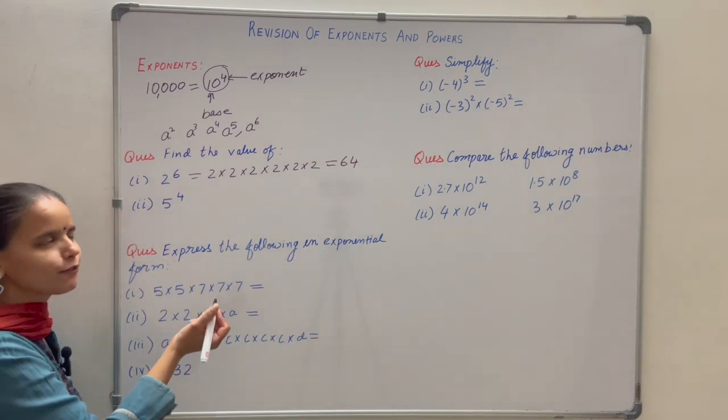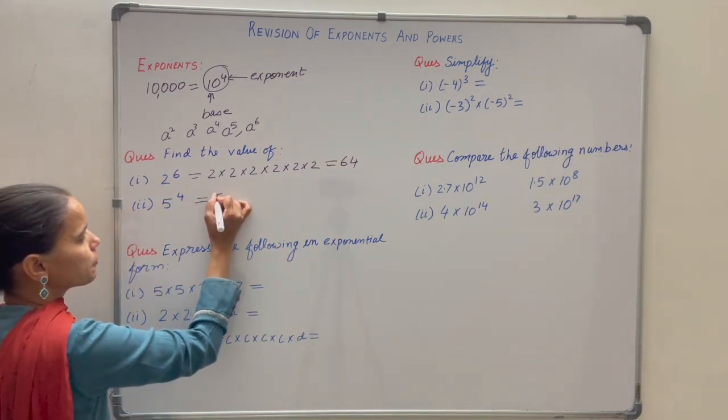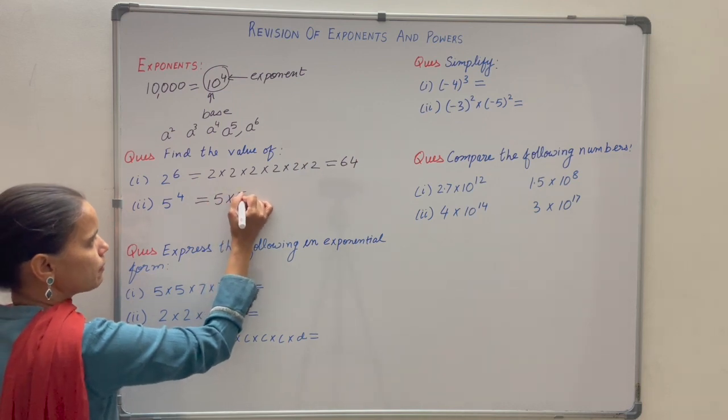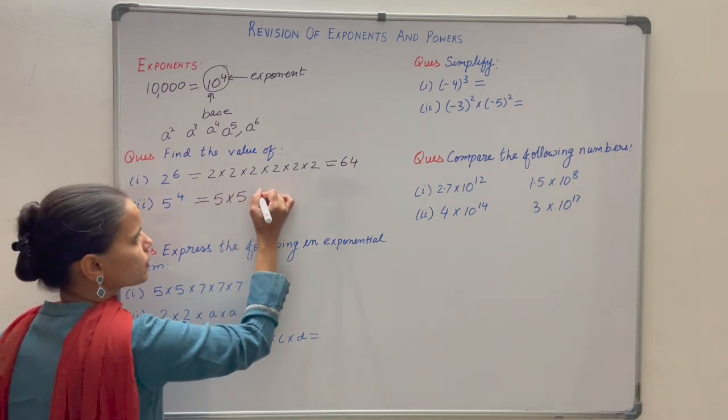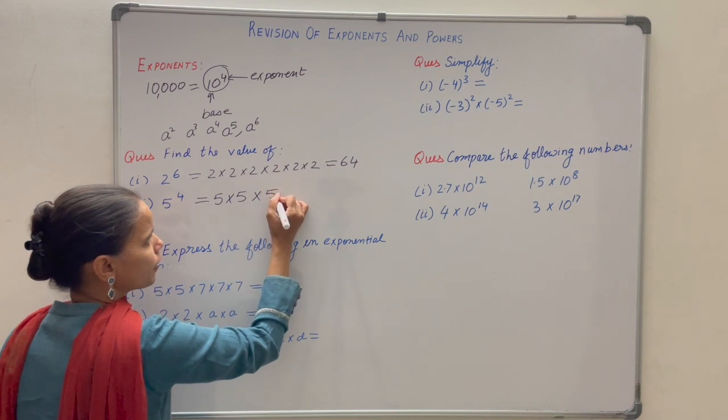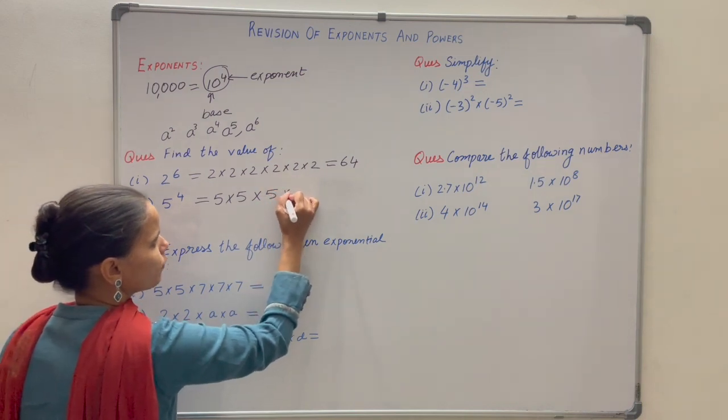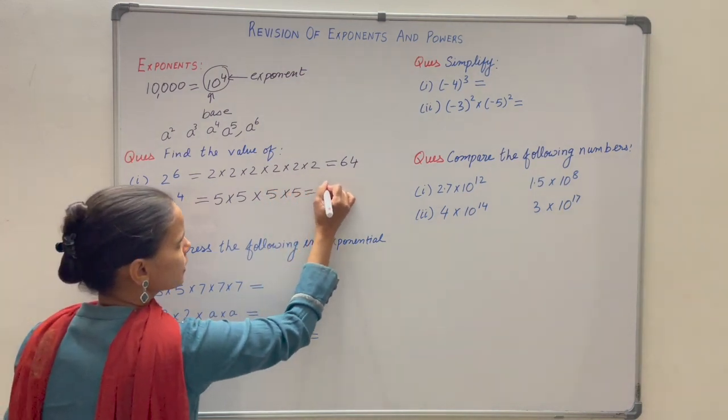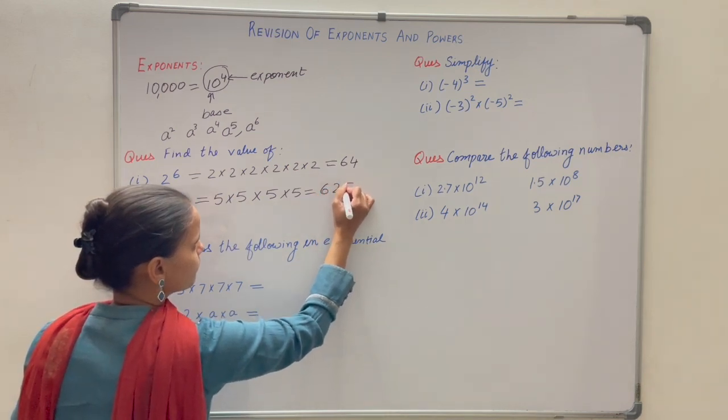5 raised to the power 4. That means you have to multiply 5 four times. So 5 into 5 is 25. 25 into 5 is 125. 125 into 5 is 625.